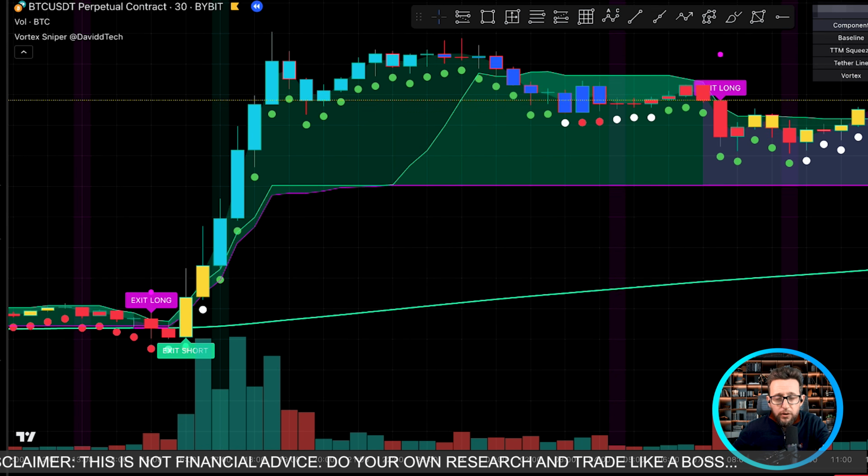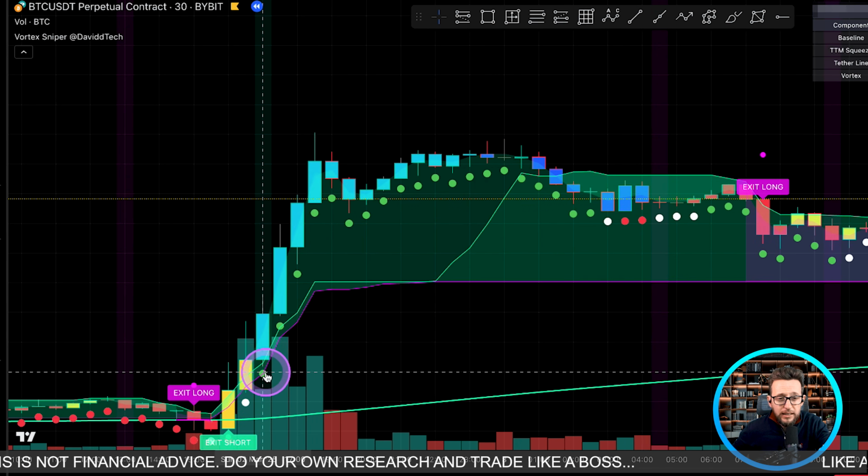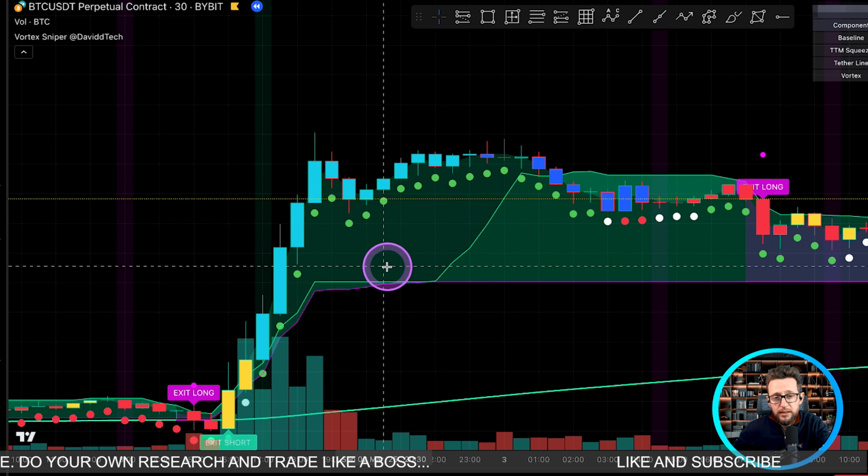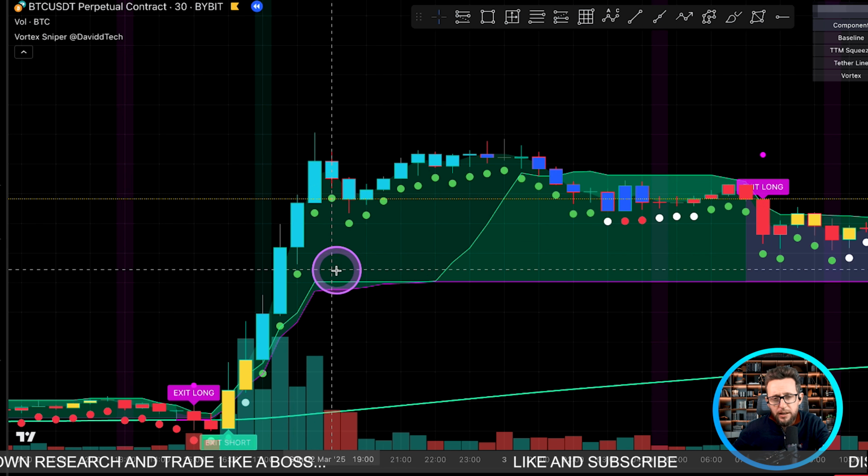Okay, and our final indicator is the Vortex indicator. Now, the Vortex indicator is making this cloud a little bit darker as there is more movement in the market.